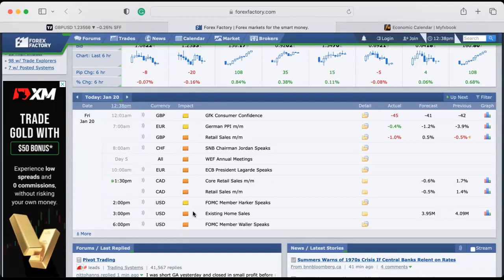On this occasion, we've also got at 3 p.m. UK time, on the US dollar, the existing home sales that was mentioned earlier. So again, I'm expecting a bit of price manipulation where the big boys use that news to manipulate price to get it where they want it to be.